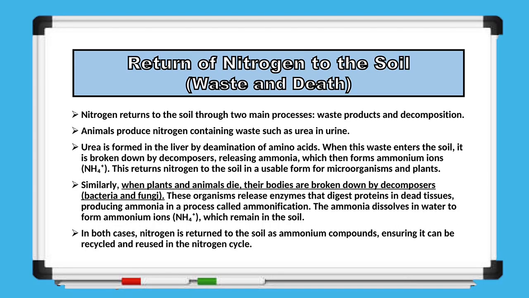Nitrogen continuously returns to the soil through waste products and decomposition. Animal waste, especially urea, is broken down by decomposers to release ammonia, while dead plants and animals are also decomposed, producing ammonium ions once again. This ensures that nitrogen is constantly recycled within the ecosystem.